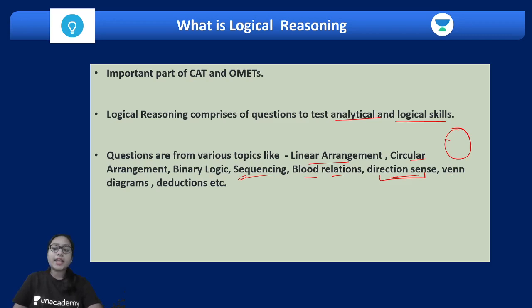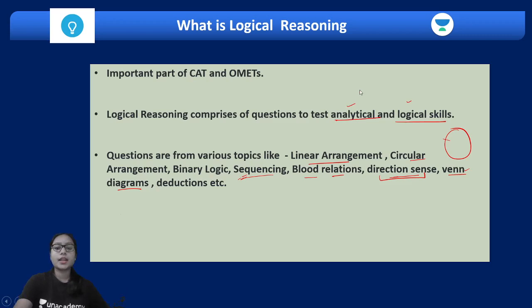Now Venn diagrams are very useful in the quantitative section, also in logical reasoning. So a lot of questions can be solved using Venn diagrams. Then we have deductions, etc. So there are a lot of topics from logical reasoning which are asked in CAT and other management entrance exams. The purpose of including logical reasoning is to test your logical and analytical skills.